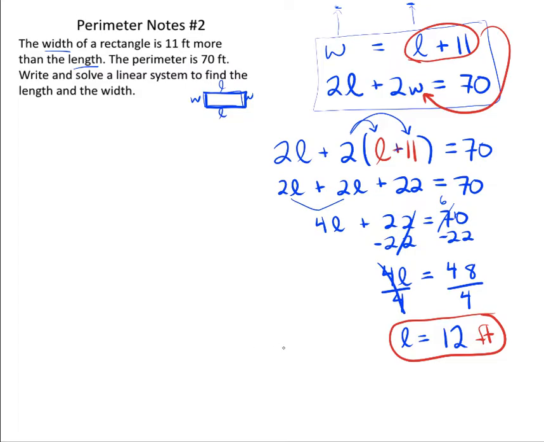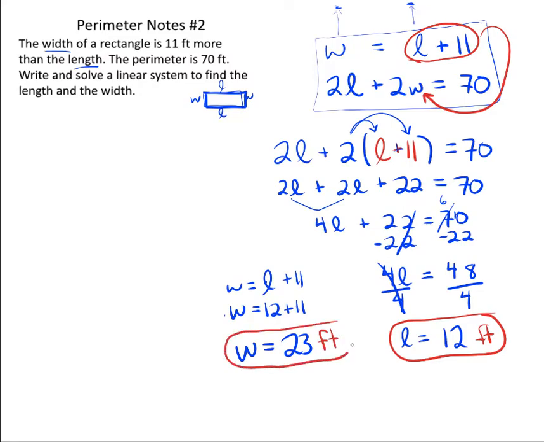So the second dimension is the width. So I'll do that over here where I have some space. That would be our L plus 11. So the width is 12 plus 11, which is 23. And I'll remember that label of feet. And there we have our 2 together. The length, the width. We used a system. We wrote a system and solved it to get our answers.